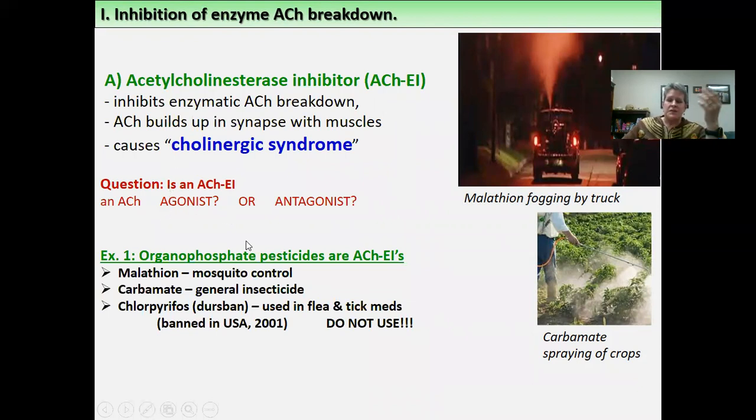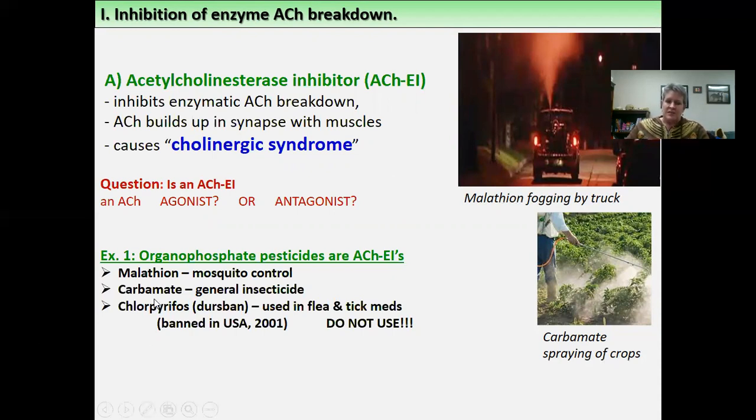Okay, so I'm going to give you examples of an acetylcholinesterase inhibitor. It's a bad thing in some circumstances. So organophosphate pesticides, like this dog was exposed to. You can be exposed to malathion. Well, hey, if you're outside and they're spraying, they use a truck in the city that will go down spraying streets when the mosquitoes are bad. You don't want to be outside in that cloud of malathion because it can cause cholinergic syndrome.